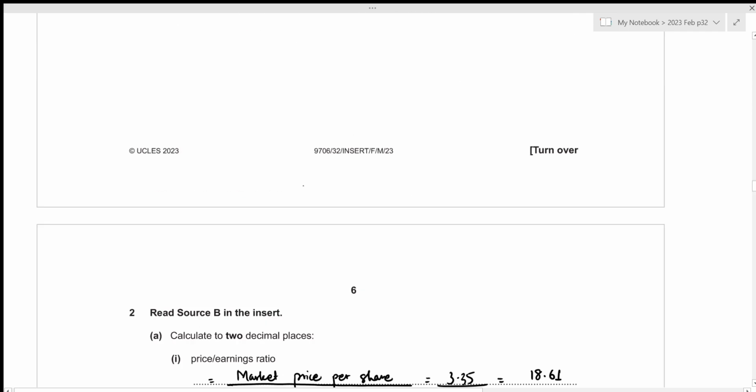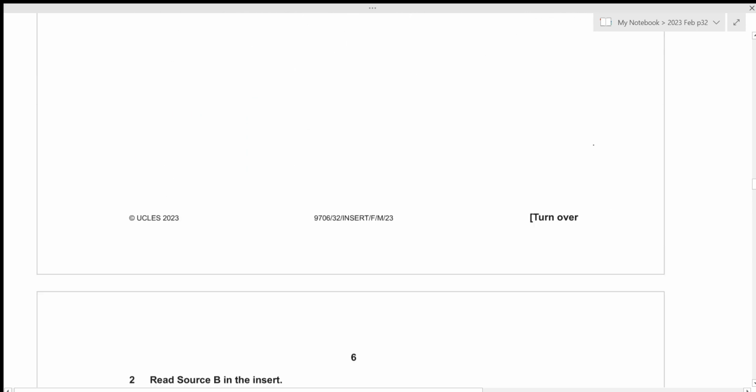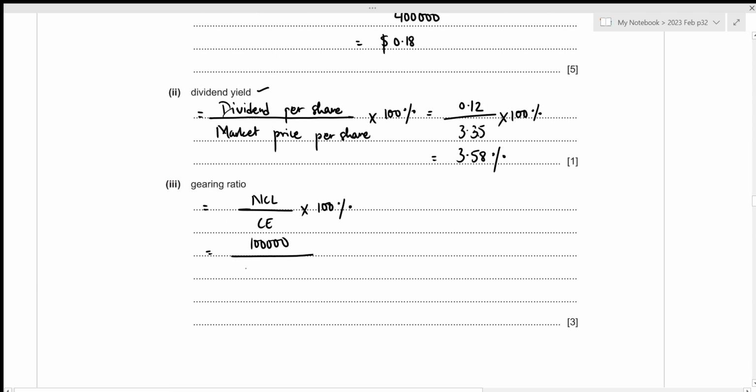Now capital employed is just the sum of our equity and non-current liabilities. In this case, that's going to be the sum of these values. So that's 800,000 plus 60,000 plus 70,000 plus 24,000 plus 100,000, which results in the value for capital employed to be 1,054,000. Let's write it down. And this results in our gearing ratio having the value of 9.49%.